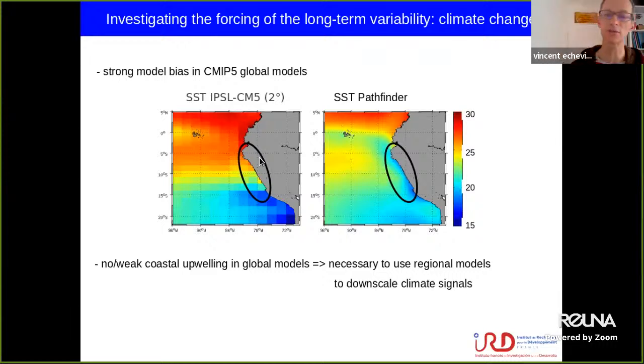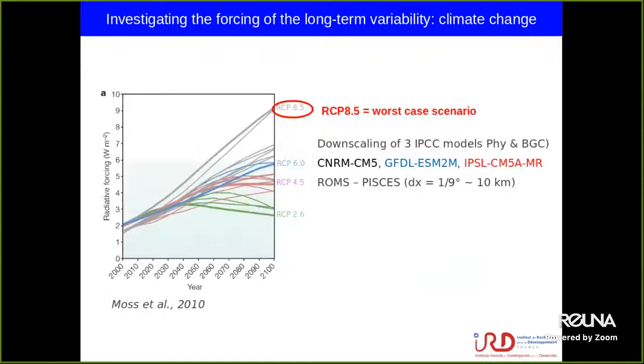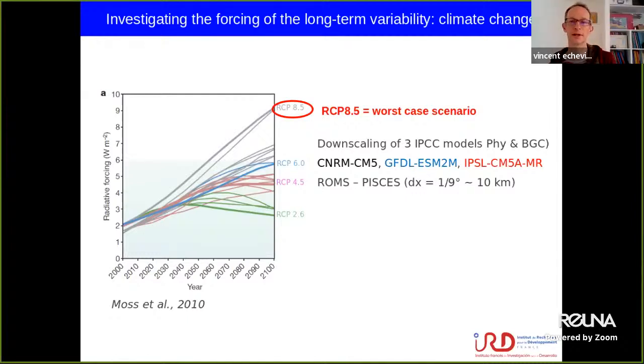So it's probably necessary to use regional models like CROCO or ROMS to downscale climate signals. What we did is choose three different models which had a biogeochemical component: the CNRM model, which is a French model that also uses PISCES, but at global scale; the GFDL model, which is a US model that doesn't use PISCES but another model; and an IPSL model, a French model that uses PISCES. We chose these three models because they represented quite well the biogeochemistry in the region.